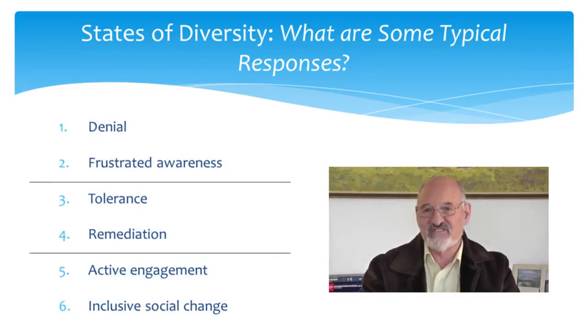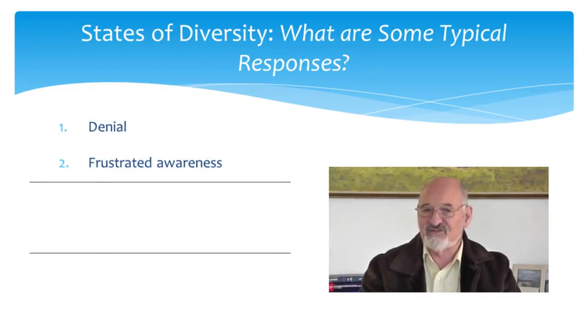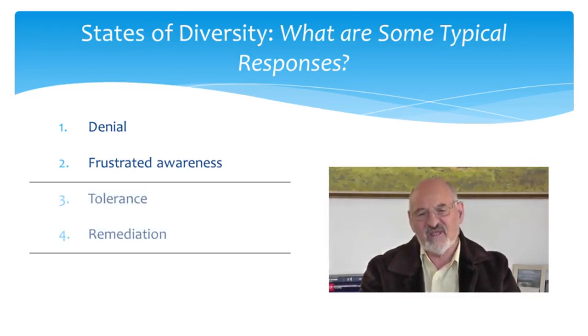And as you can see from this list, there are 6 different ways in which people respond to diversity. In 1 and 2, it's not really what you'd call a very positive response. It's either denying that diversity is a positive thing, or there's an awareness that it's there, but people are frustrated because they don't particularly like it. If we get into the middle section there, we can find that people start to tolerate other people from a diverse background. They don't do much about it.